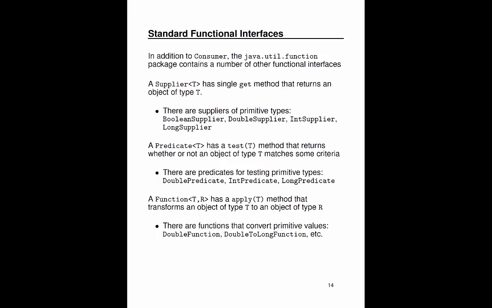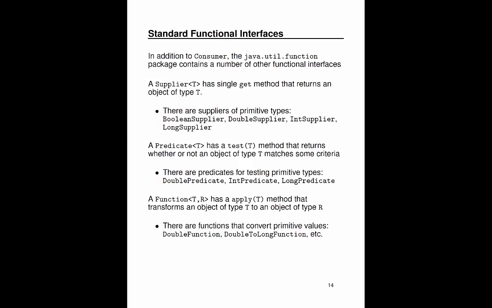So we've seen the Consumer class, but let's look at some of the other interfaces that are in the java.util.function package. There's an interface called Supplier, which takes a type T and has a get method that returns an object of type T. And there are suppliers for all the primitive types, so you have a BooleanSupplier, DoubleSupplier, etc. This is used in the case where you create some object, kind of like in that Callable a couple slides ago where we created a new ArrayList. You also have a Supplier that is ArrayList::new.